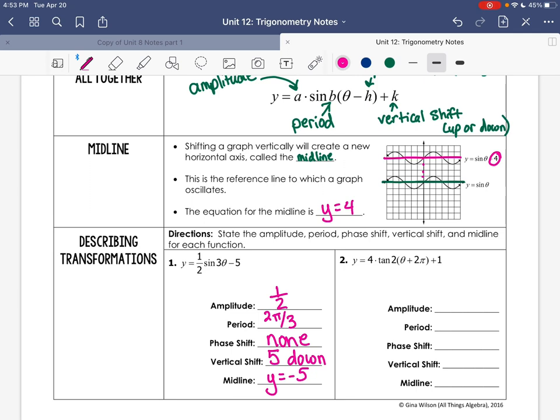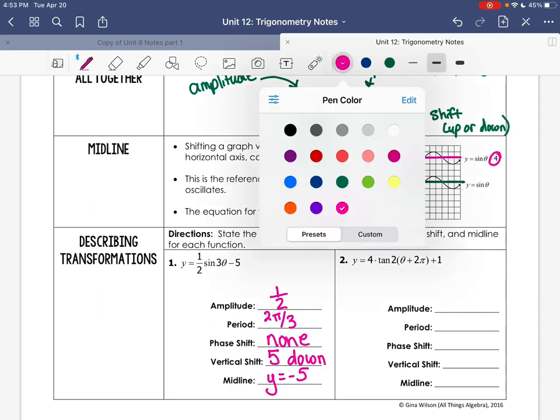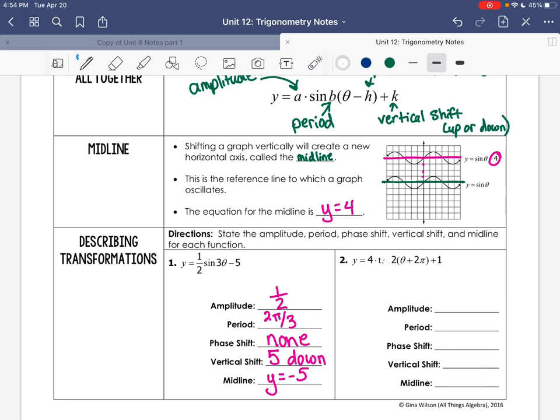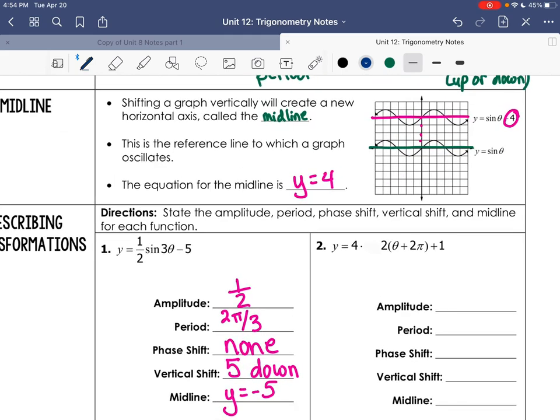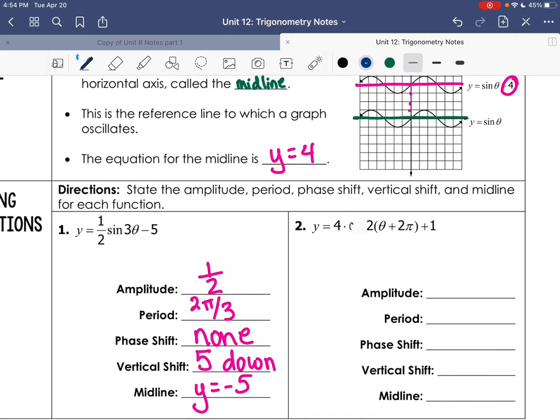The next one is tangent, but we're going to replace it with cosine because tangent actually doesn't have an amplitude, so the 4 doesn't even affect it. So I am going to go in here with some white and white that out and just put in its place cosine. Okay, so we're going to use cosine there instead of tangent.